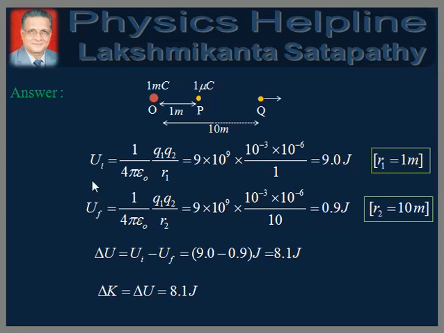Now, the initial potential energy of the system is given by Ui is equal to 1 by 4 pi epsilon 0 into Q1 Q2 by R1, where R1 is the initial distance between the two charged particles. Putting the values, 1 by 4 pi epsilon 0 is equal to 9 into 10 to the power 9, Q1 is equal to 10 to the power minus 3, Q2 is equal to 10 to the power minus 6, by R1 is equal to 1 meter. Simplifying, we get Ui is equal to 9.0 joules.